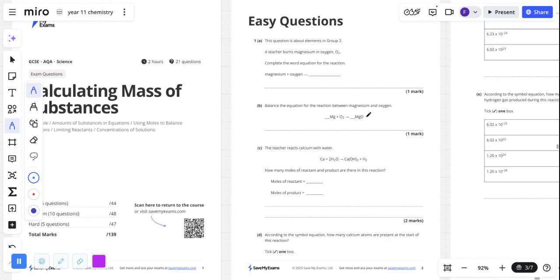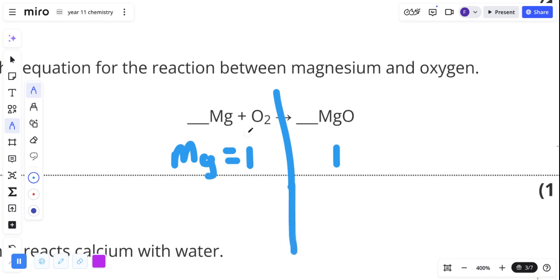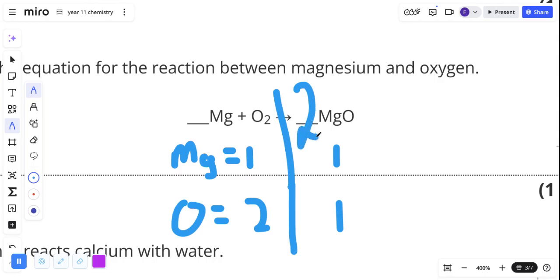Balancing equations is there. Just to give you an example of balancing equations, the number of magnesiums on this side is 1. The number of magnesium on that side is 1. I'm happy with magnesium. On this side, the number of oxygens is 2. On this side, the number of oxygens is 1. Well, that's not balanced. So I'm going to have to times everything by 2. You cannot change the numbers here. You must put a big 2 at the front.